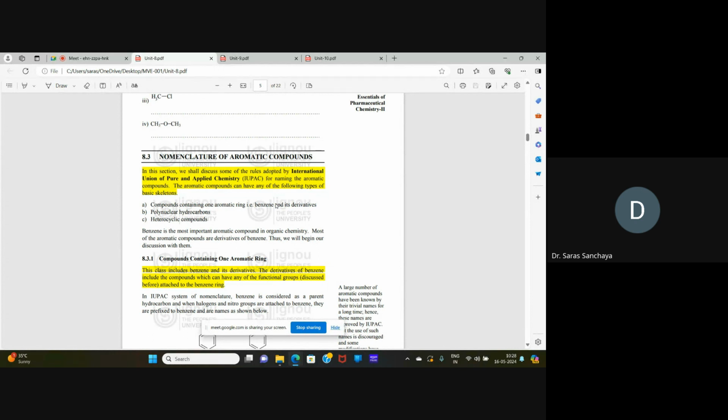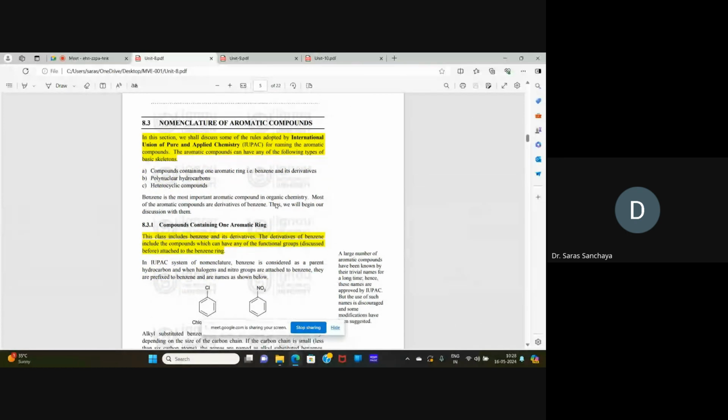Compounds containing one aromatic ring, that is benzene and its derivatives, polynuclear hydrocarbons having many rings, and heterocyclic compounds. So it can be anything. Now, first, compounds containing one aromatic ring. This class includes benzene and its derivatives.